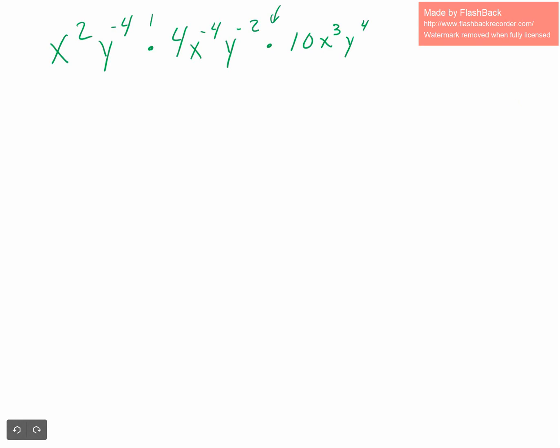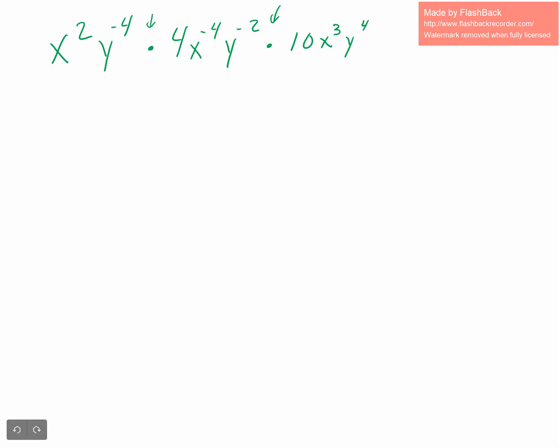Let's say we had, get my pen, let's say we had x squared times 4x^-4 y^-2 times, I don't know, let's say 10x^3 y^4. So as you can see, we are multiplying monomials, right? Because you see the little dots here. So that means we're multiplying.